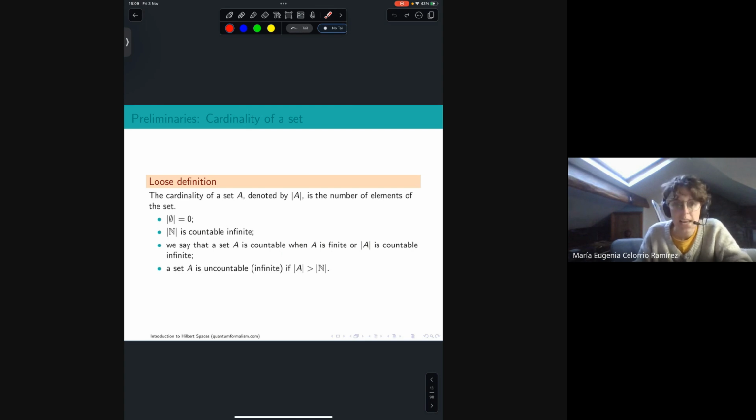And then finally, we say that a set is uncountable. You don't really need to say infinite. It's understood already that it's going to be infinite, because whenever a set is uncountable, the cardinality of the set is strictly bigger than the natural numbers. So the natural numbers is countable, the real numbers is uncountable, the rational numbers is countable. A closed or an open interval is uncountable. So basically, that's the main idea we need to bear in mind.